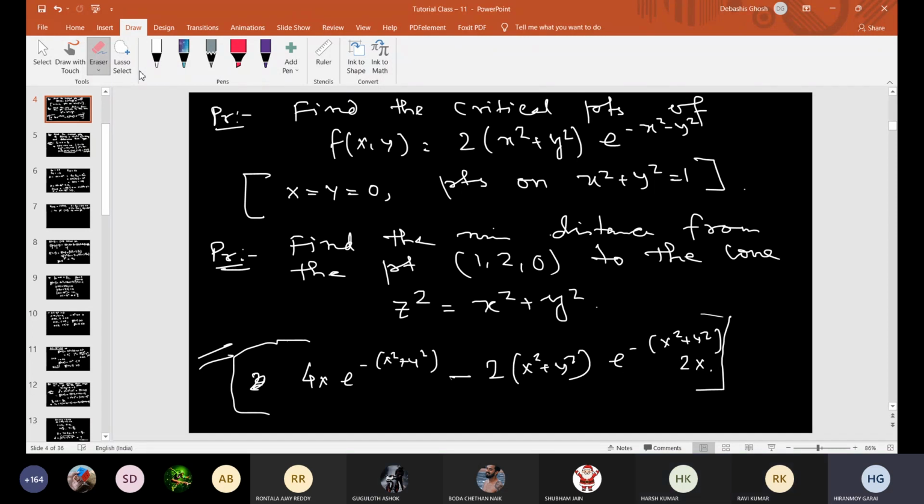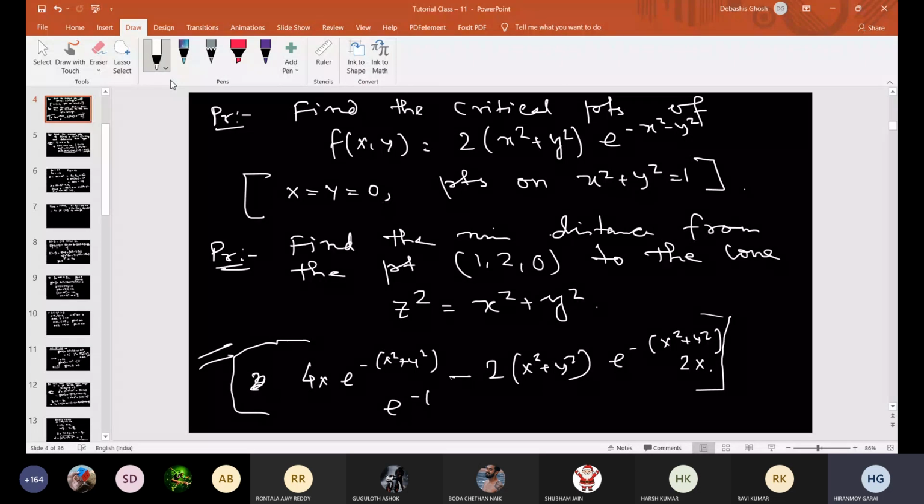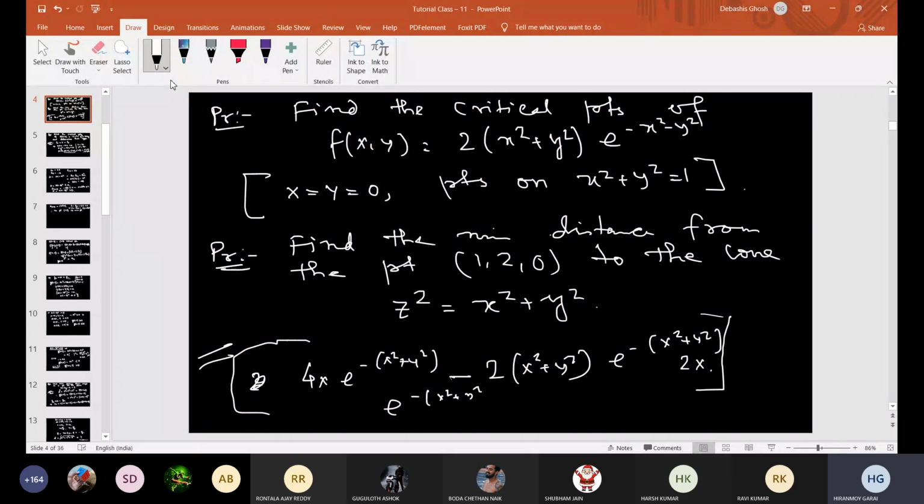Okay. So now you have one expression that you can bring out, that is e to the power minus x square plus y square. That expression also comes to 0. So from there you can conclude that e to the power minus of your x square plus y square equals to 0. So that is not possible.